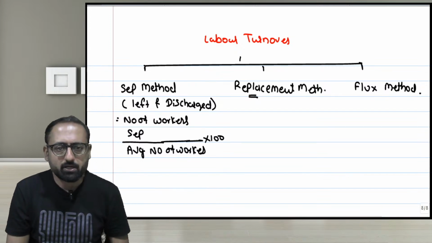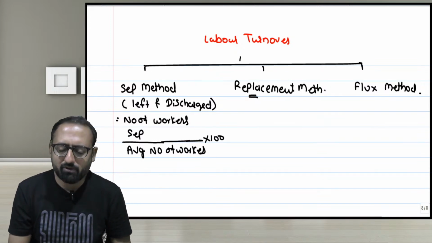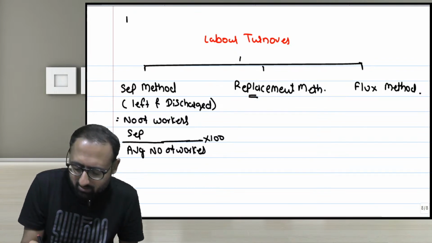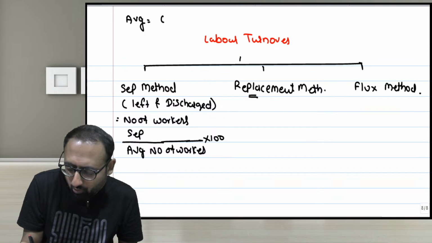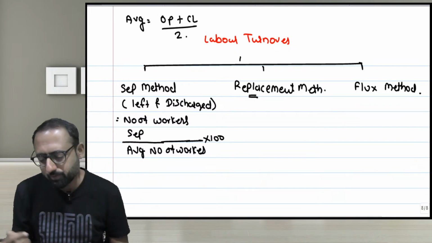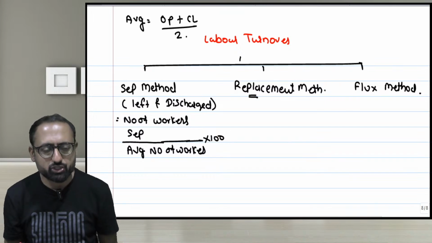Number of workers separated: how many workers left or were discharged, divided by the average number of workers. Average workers I'll discuss here. Average workers is equal to opening number of workers plus closing number of workers, divided by 2. This will be your average number of workers.